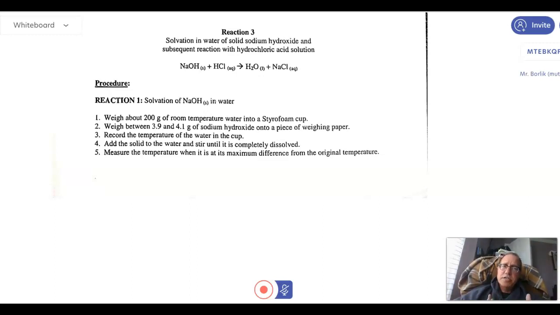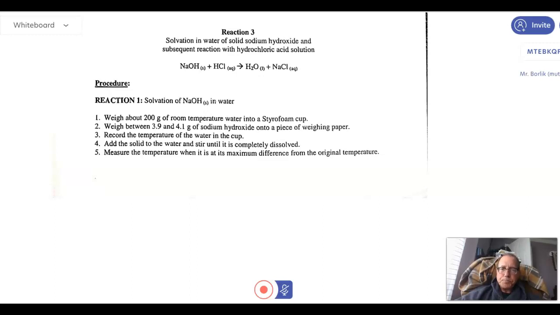Why that's important is because we're going to want to record the initial temperature, which will be 20 degrees Celsius. Then we'll weigh between 3.9 and 4.1 grams of sodium hydroxide onto a piece of weighing paper. Let's just call it 4 grams of sodium hydroxide in this simulation. Then we record the temperature of the water in the cup, the initial temperature, which should be 20 degrees.